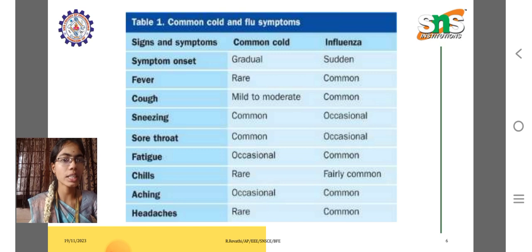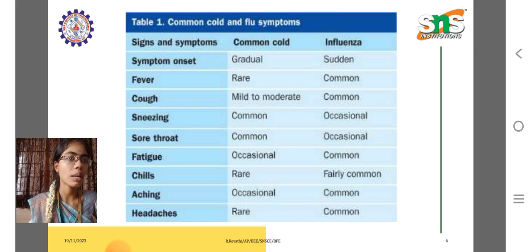In the common cold there is a gradual increase in your temperature or cold, but influenza causes a sudden variation. Fever may be rare in a cold, but in influenza fever is a common symptom. Cough, mild to moderate, is common in a cold. Sneezing is common in a cold, and in influenza sneezing is occasional. Throat pain is common in a cold, and in influenza throat pain occasionally occurs.